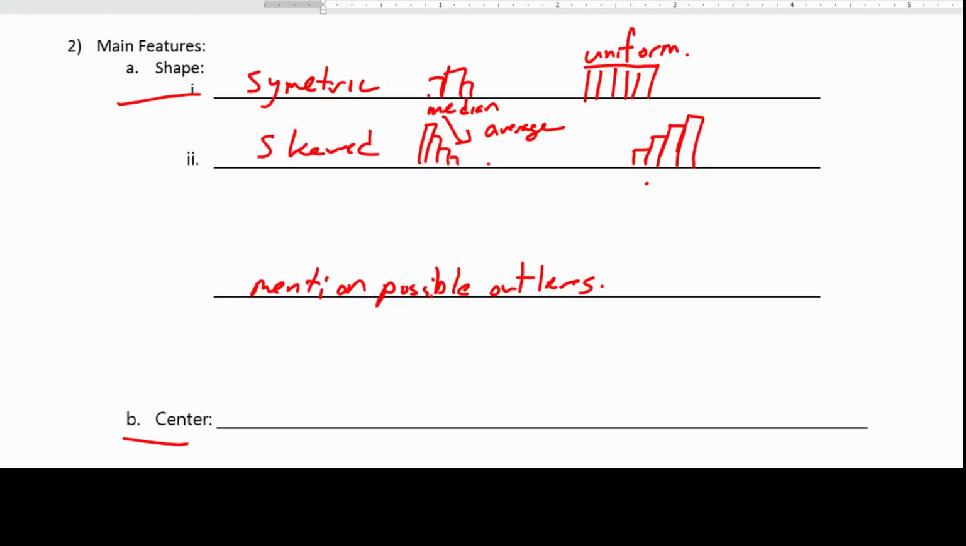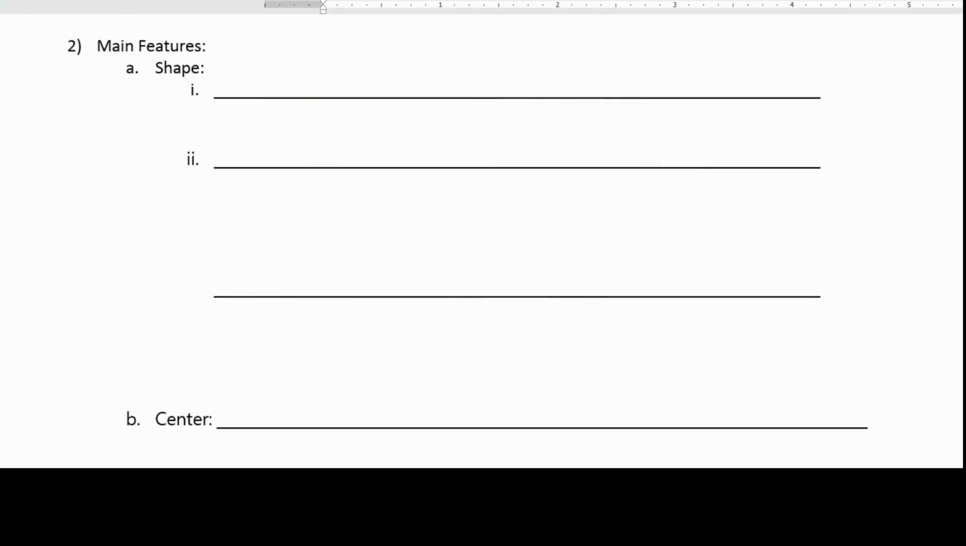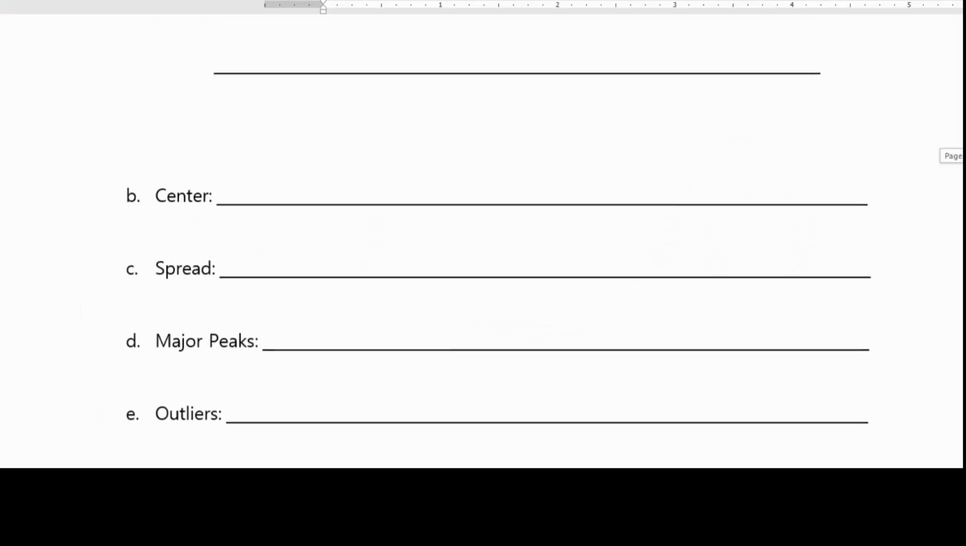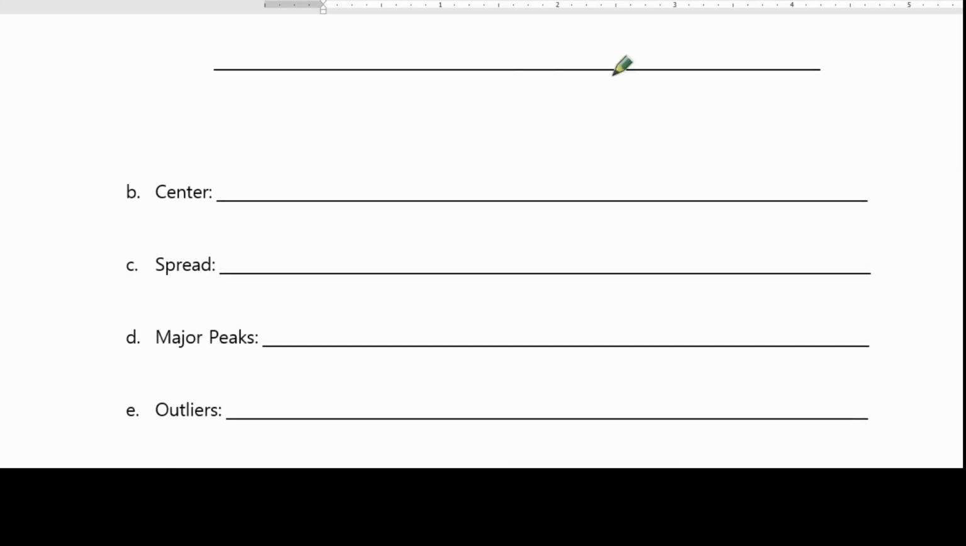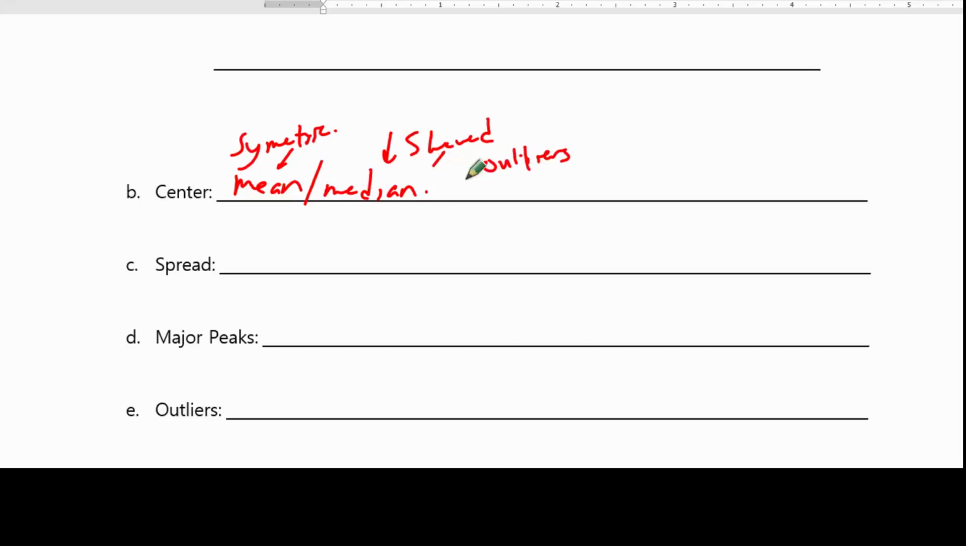Alright, let's move this down a little bit, and then we can see the other ones. Okay, so the center could be mean or median. When you're making a histogram, you can generally find either one of them. Median might be a little bit easier in a histogram. If it's symmetric, you want to use the mean, and if it's skewed or there are outliers, you want to use the median.